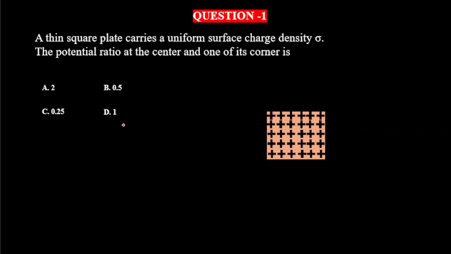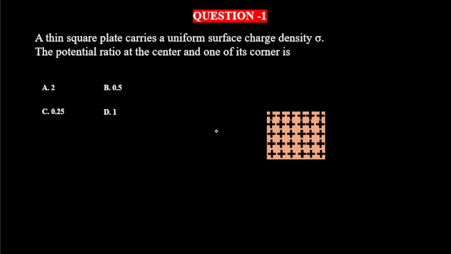So here is the first question, and it has been asked: a thin square plate carries a uniform surface charge density sigma. The potential ratio at the center and one of its corners is 2 times, or it will be 0.5, or it will be 0.25, or 1.